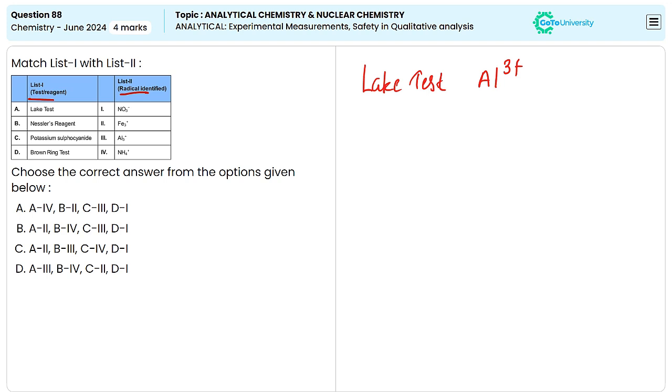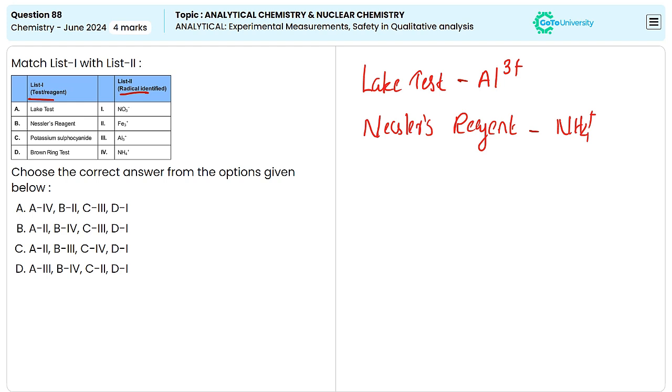And the second one is Nessler's reagent. This is used to detect the presence of ammonia or ammonium ions in a particular sample. A positive result indicates the presence of NH4+ ions in the sample solution.